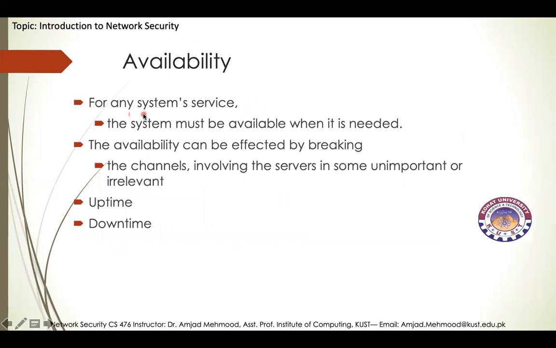Availability: for any system's service, the system must be available when it is needed. This is a very important thing. For example, if a sender wants to send anything to the receiver and the network is not available, definitely there will be no correspondence. So availability can be affected by breaking the channel involving the server. Uptime and downtime are the most important things. We want our network to remain up when it is required.